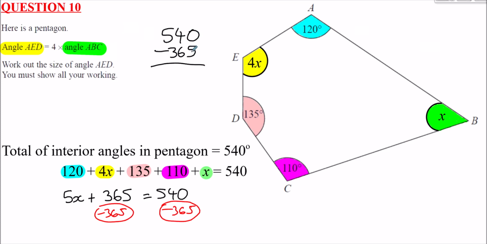I can't do 0 take away 5, so I can borrow 1 from this 4. So borrowing from the 4 becomes 3. With 1 I've borrowed, I'm going to move 1 to the right. So this 0 now becomes 10. 10 take 5 is 5.